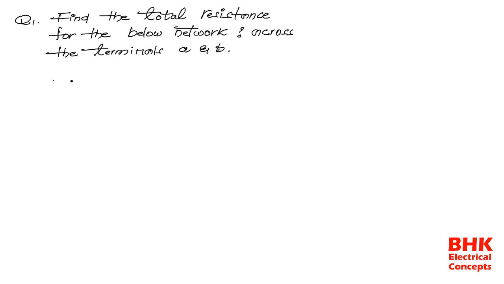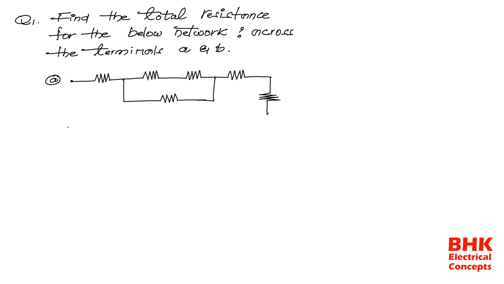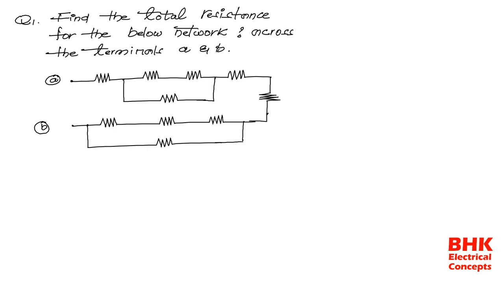Now the network is like this. For example, this is terminal A, and the resistances are connected like this. One resistance is connected across these two resistances, and one other resistance is connected here. Assume this is terminal B, and one more resistance is connected here, another one is connected here, and across these three resistances one more resistance is connected like this.